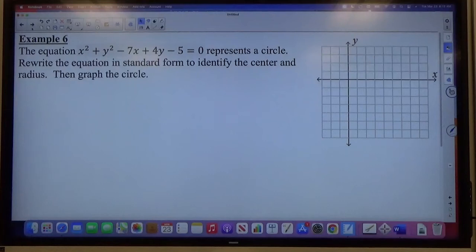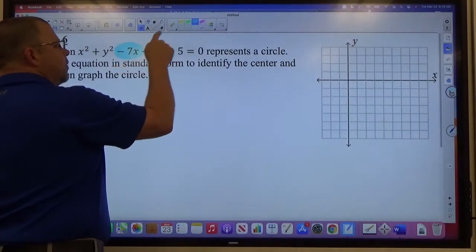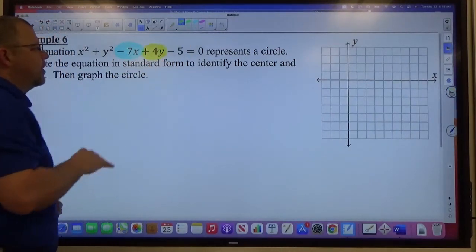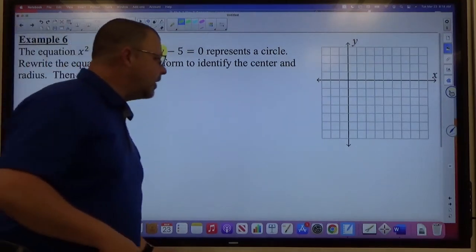All right, so the equation is x squared plus y squared minus 7x plus 4y minus 5 equals 0. Same idea. Once again, looking at the linear terms happening here, we have minus 7x, we have plus 4y. So the 7 is odd, the 4 is even. So here we get one that's unpleasant, one that's not unpleasant. But again, it's the same idea.